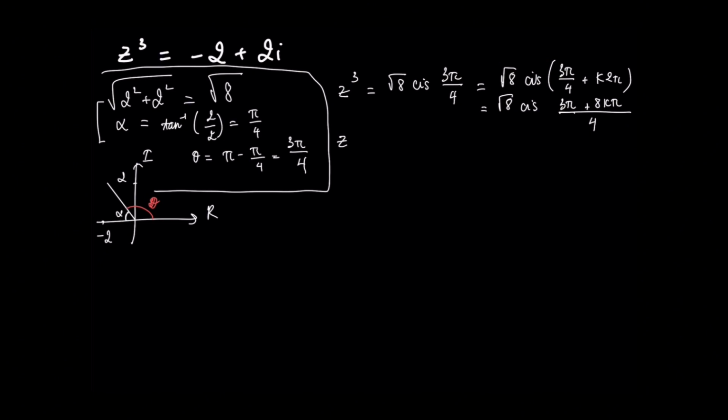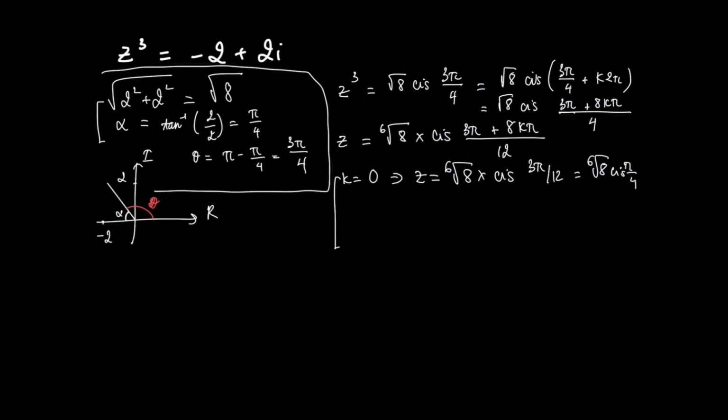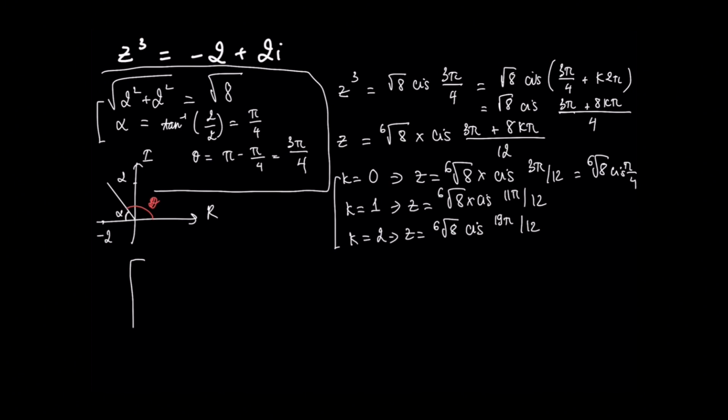And to find z, since we have the power of 3, there will be 3 values of k, starting with k being equal to 0. So z will be equal to the following, and we continue with the 2 remaining values of k. So here are the 3 roots of the complex number. You can always convert them into Cartesian form when they ask you for the exact value.